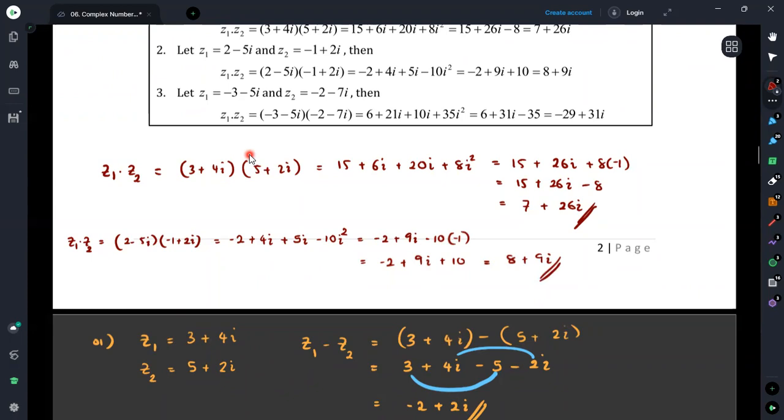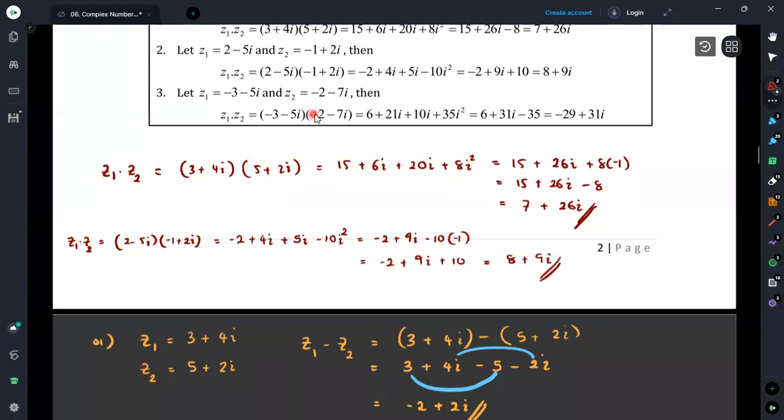Then the third example: here Z1 is minus 3 minus 5i and Z2 is minus 2 minus 7i. Then we'll get Z1 into Z2. We have to multiply these two quantities.